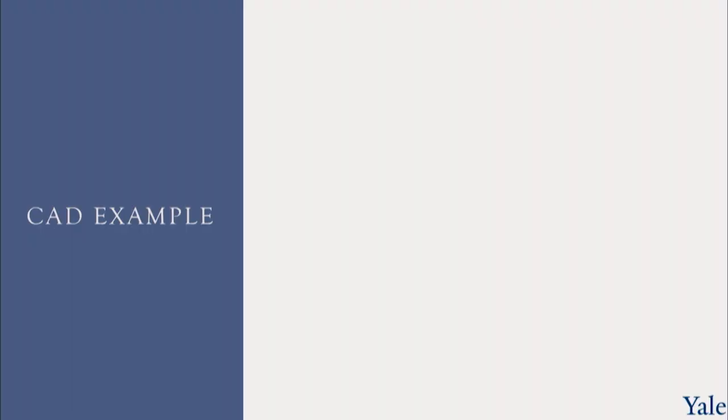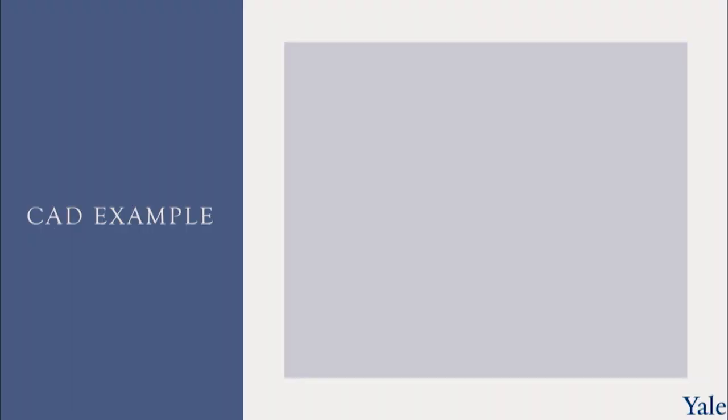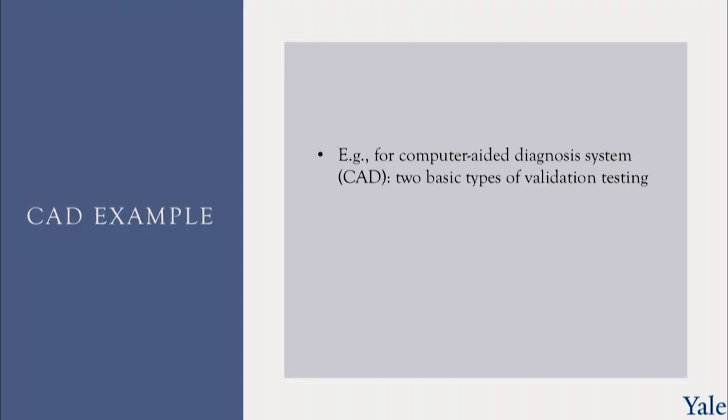So let's take an example for computer-aided diagnosis. For computer-aided diagnosis, we have two basic types of validation testing. We have standalone testing, where we evaluate the performance of the software. So in computer-aided diagnosis, let's say we have an image, and we're trying to detect whether we see cancer in that image. We have a piece of software that says, okay, the probability of having a cancer in this image is some percentage, it highlights some cancer. This is standalone testing.